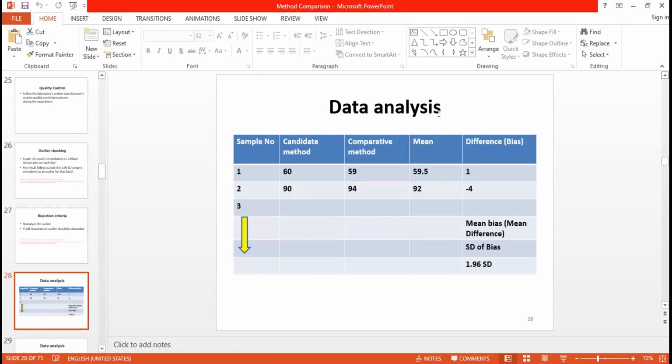Coming to data analysis, which is the most important part. You have the candidate method giving its values for each and every sample, and you have the comparative method giving values for each and every sample. And now you can obtain the mean value between the candidate method and the comparative method for each and every sample. At the same time, you calculate the difference between the candidate method and the comparative method for each and every sample. And now we are in a position to calculate your mean bias, the standard deviation of the bias, and 1.96 SD of the bias.